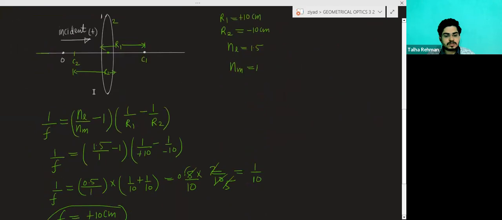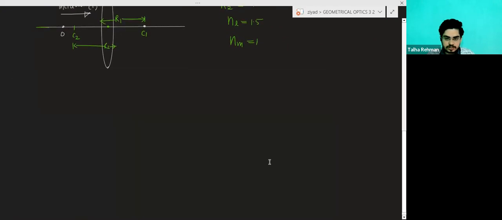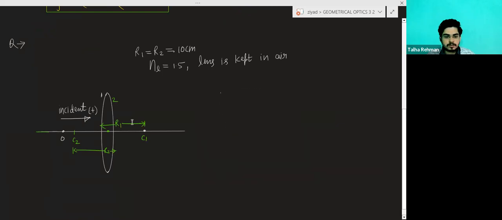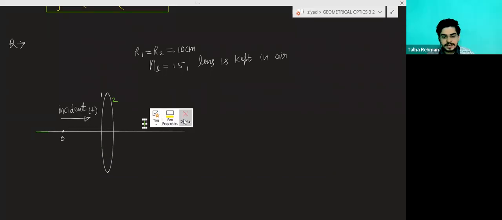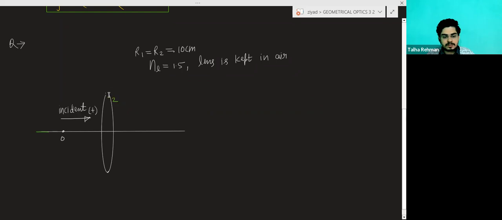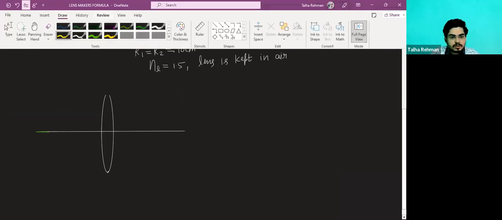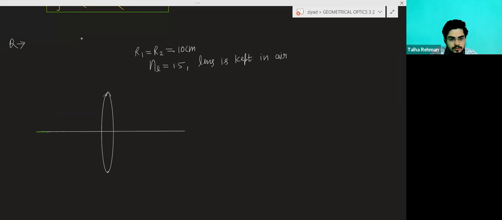So we will discuss one question. In this question, R1 is equal to R2, that is equal to 10 centimeter, is given. I'm removing this because this will not be given to you in the question. Only this data will be given in the question, and nothing will be given to you except this data. So accordingly, we will solve the question.